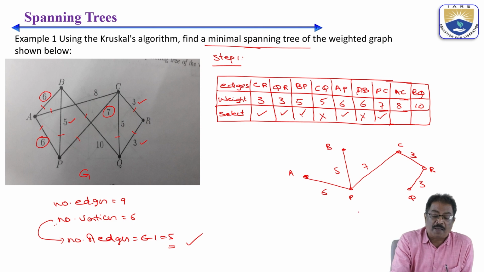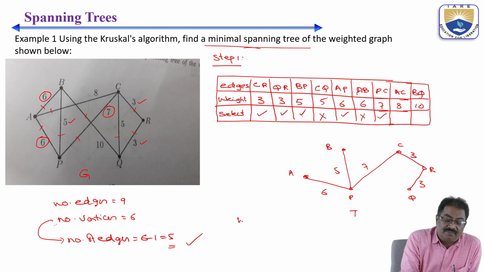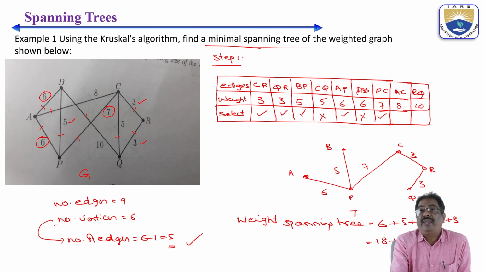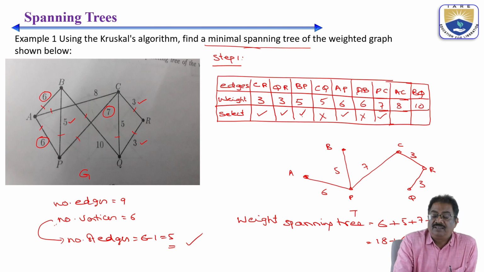Minimal weighted spanning tree is this. Then what is the weight of this spanning tree? The weight of the spanning tree is just adding all the weights: 6 plus 5 plus 7 plus 3 plus 3. So it is 11, 18 plus 6. So we are going to get 24. So the weight of the spanning tree is 24.